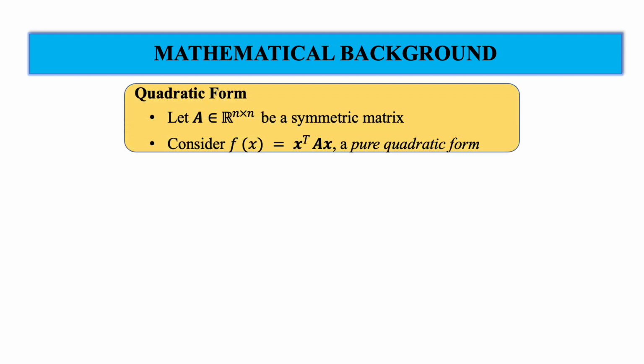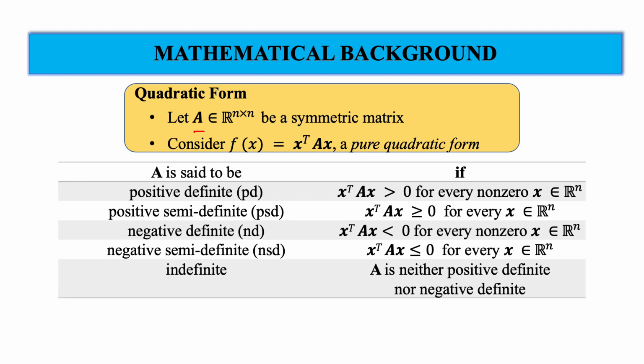Now let us look at quadratic form. Consider a symmetric matrix A. The quadratic form, a pure quadratic form of A, can be written as F(x) equals x transpose Ax. Now here is a definition: A is said to be positive definite if x transpose Ax is greater than 0 for every non-zero x in n-dimensional real vector space. Similarly, we have definitions for positive semi-definite, negative definite, negative semi-definite and indefinite.